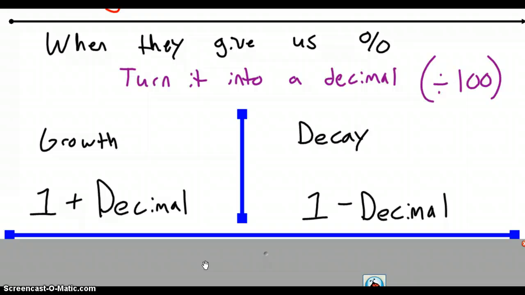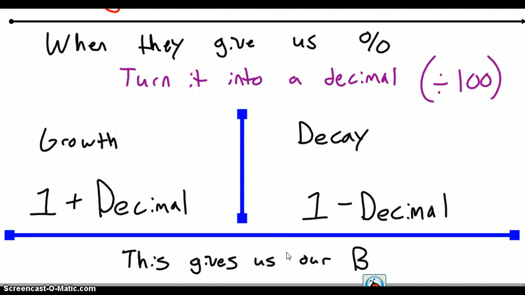Once we have our decimal answer, which represents our percent, we're going to have to do one of two things. If we have growth, we're going to start off with 1, which represents our initial value, and we'll add that decimal on. So 1 plus the decimal will give us our growth factor, our b value.